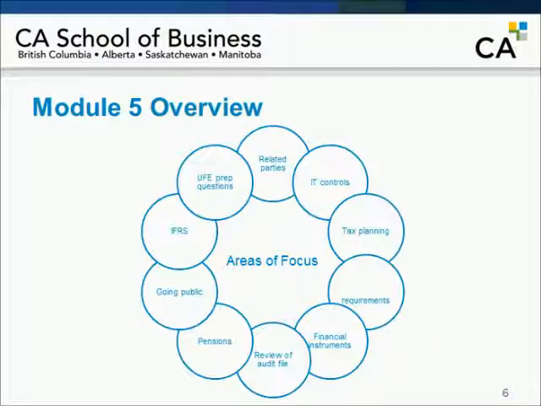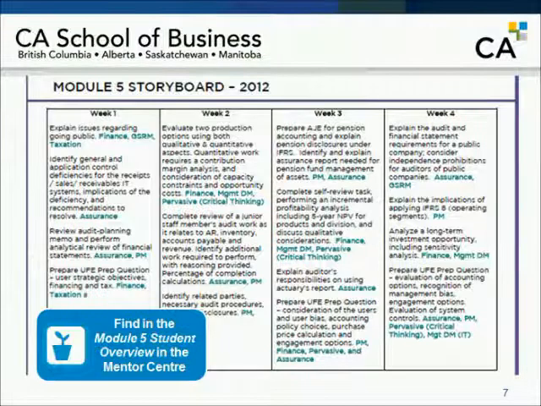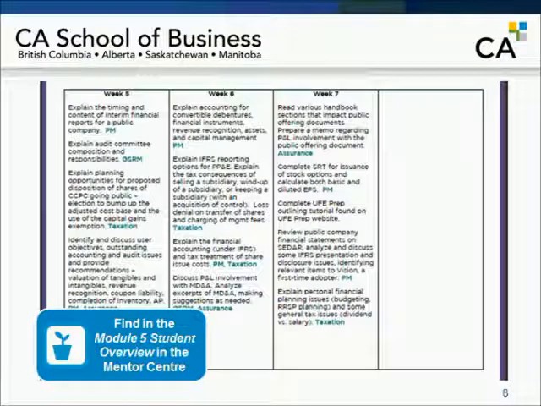Module 5 covers a number of topics, but does have a few key areas of focus, including related parties, IT controls, tax planning, operating segment requirements, financial instruments, review of an audit file, pensions, going public, IFRS, and UFI prep questions. The Module 5 storyboard provides more detailed information about what is covered in Module 5 on a week-by-week basis. Note that no additional tasks are assigned to students in Week 8, as we encourage students to use that time to prepare for the module end evaluation. We won't cover the storyboard in detail, but you can find it in the Module 5 student overview in the Mentor Center.